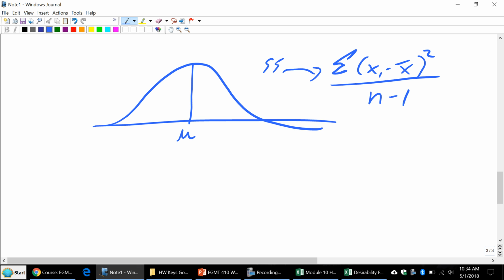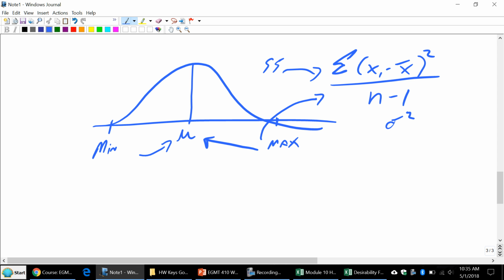But here's the question I have. What happens if I just know the min of the function and the max, or the min and max, I should say, of the population? Is there any way that I can create estimates for my mean and for my standard deviation, my sigma, or sigma squared? Well, the answer is yes.